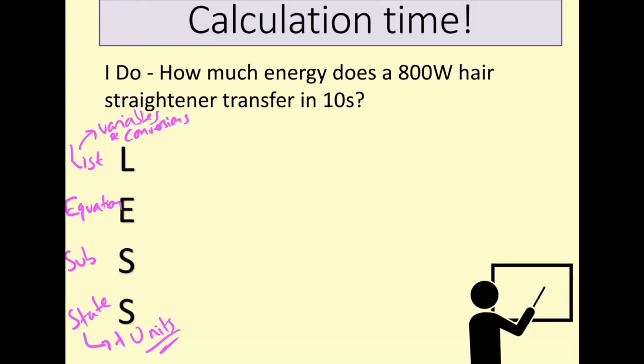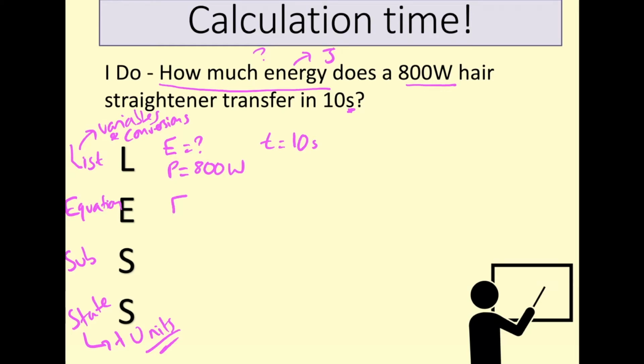So to start with, reading the question, so looking at what variables I have. So how much energy, this is our unknown that we're trying to find out. So our energy transferred is our question mark. And then we've got a power here. So P equals 800 watts. And then our T is 10 seconds. Now notice seconds and watts, these are our units that we like. Energy, we like in joules. Some questions, they might give it to you in hours or minutes, and we'll need to convert those into seconds.